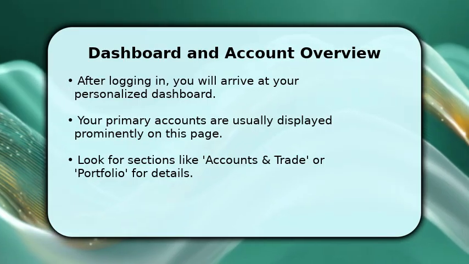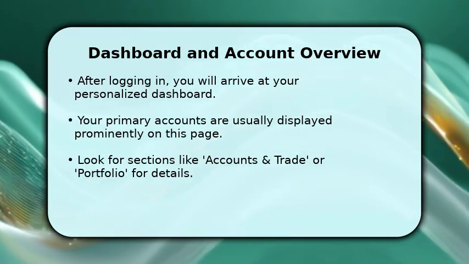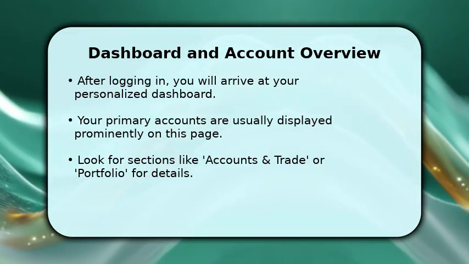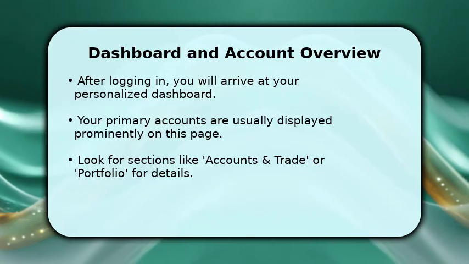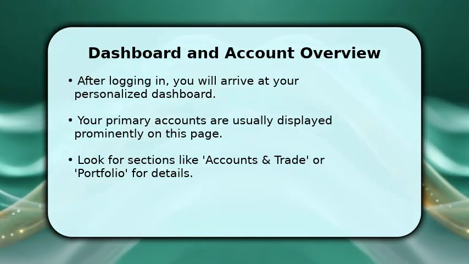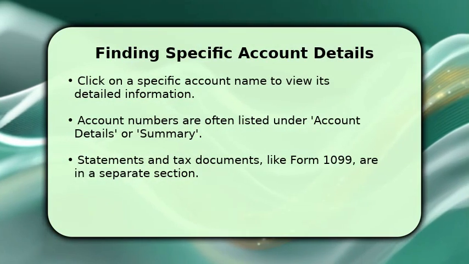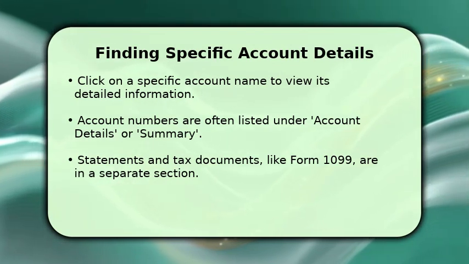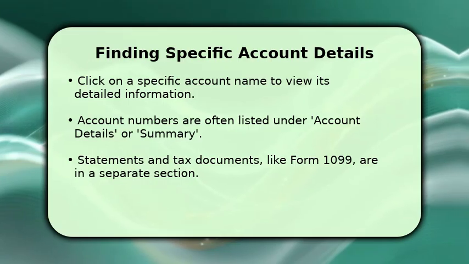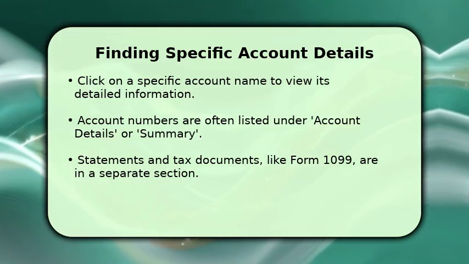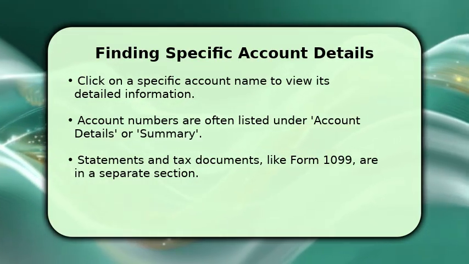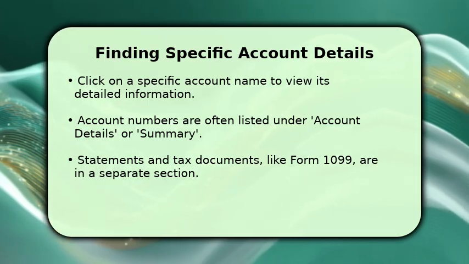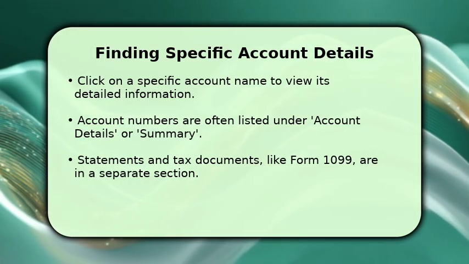To dive deeper, look for navigation options like Accounts and Trade or Portfolio, which will lead you to more detailed information about your holdings and balances. To find specific details for any of your accounts, simply click on its name from the dashboard. This action will take you to a dedicated page for that particular account. Here, you'll usually find your full account number listed under a section like Account Details or Summary.